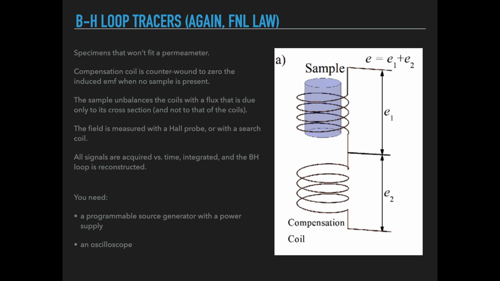Its flux variation will induce an electromotive force that is due only to the cross-section of the sample and not the one of the coils. In order to measure the applied magnetic field, an additional coil is placed outside both the sample and the compensation coil, and either a Hall probe or a search coil is used. All the signals as a function of time are acquired with an oscilloscope and then integrated in order to reconstruct the BH loop.